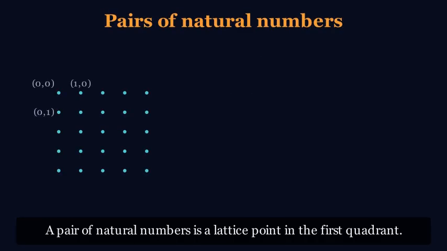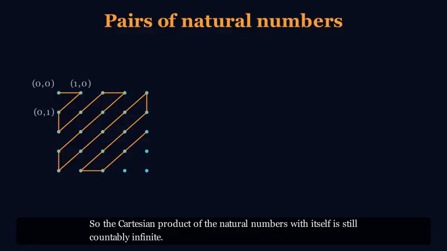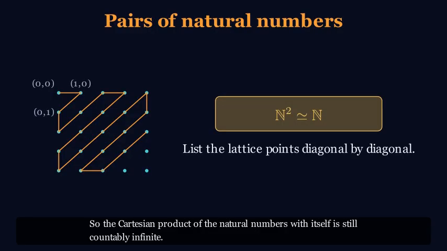A pair of natural numbers is a lattice point in the first quadrant. Reading the points diagonal by diagonal produces one infinite list containing every pair. So the Cartesian product of the natural numbers with itself is still countably infinite.